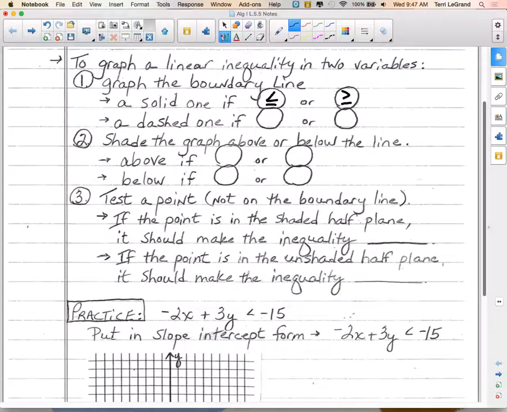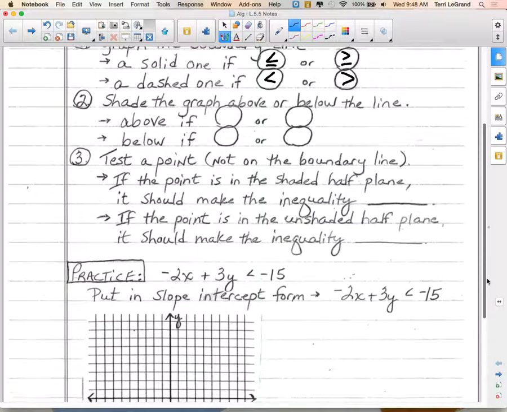So when will we dash it, or the same as leaving the endpoint open, when would we dash it? Less than, or greater than. In other words, the equal to part of the inequality is not included. So once we get those 3 or more points made and are ready to draw that boundary line, we have to make that decision. Should I make it solid or should I make it dashed? Are all the points on that line included in the solution, or are they not? If they're not, we leave it dashed.